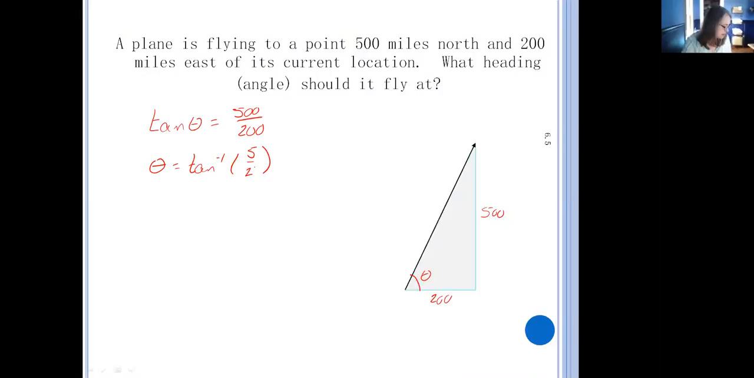Use your calculator, although that might be a known value. No, it's not. And we get 68.2 degrees. Okay? There's really not much rocket science here. This is all stuff we already know.